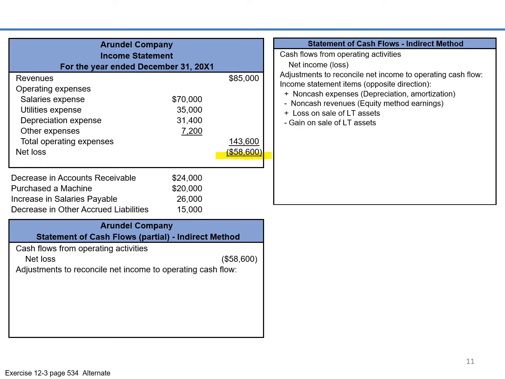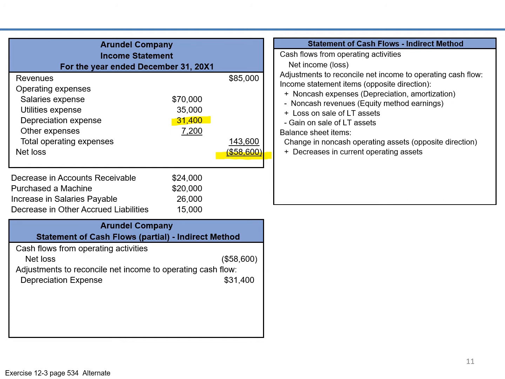Let me get our little helper box up here populated. Okay, so adjustments to reconcile net income to operating cash flow. We're going to add back our depreciation expense, which they tell us is $31,400. Then we have our balance sheet items. We don't have any loss or gain on sales of anything, right? Our change in our non-cash operating assets goes in the opposite direction. So we've got decreases in current operating assets.